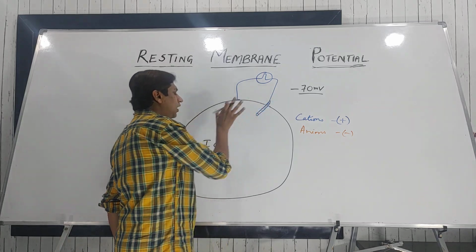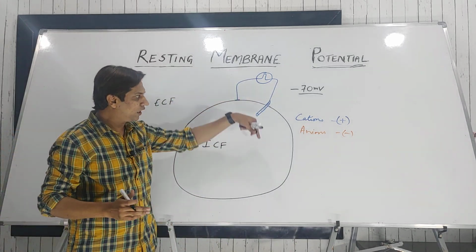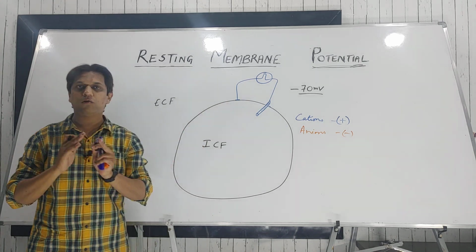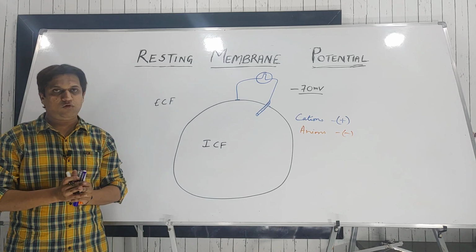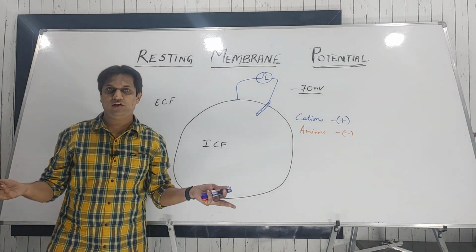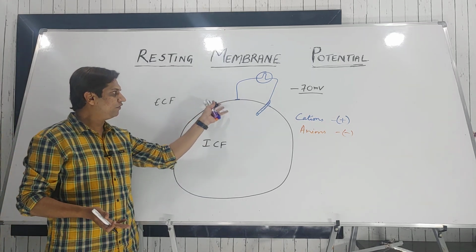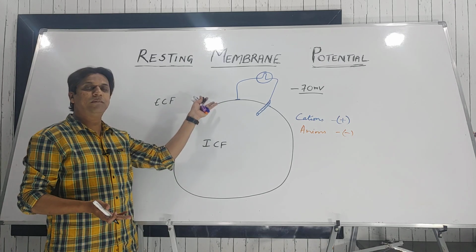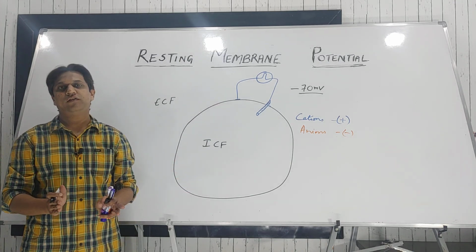Okay, if we keep both the electrodes outside the cell membrane, it will be 0, but if we insert one electrode inside and one is still outside on the surface of the cell membrane, then it will be -70 millivolt. Now what is this -70 millivolt? Resting membrane potential. To define it, it is the potential difference across the cell membrane at the resting condition of a cell. It is known as resting membrane potential.